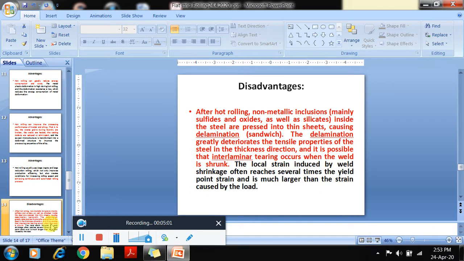Disadvantage: After hot rolling, non-metallic inclusions, mainly sulfides and oxides as well as silicates, inside the steel are pressed into thin sheets causing delamination. The delamination greatly deteriorates the tensile properties of the steel in the thickness direction, and it is possible that interlaminar tearing occurs when the belt is strung.